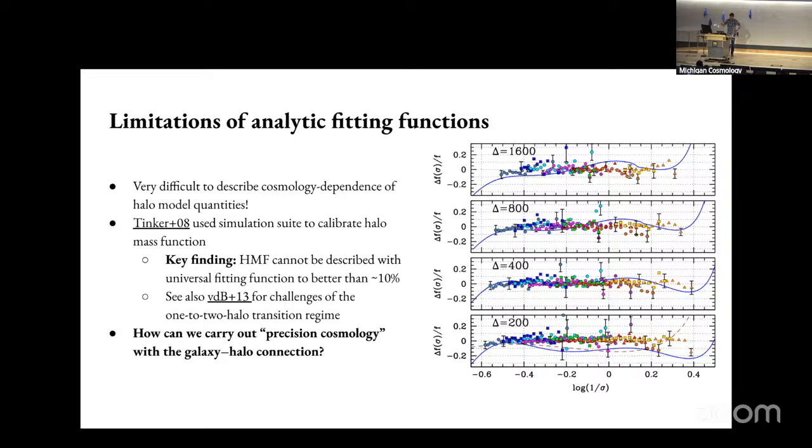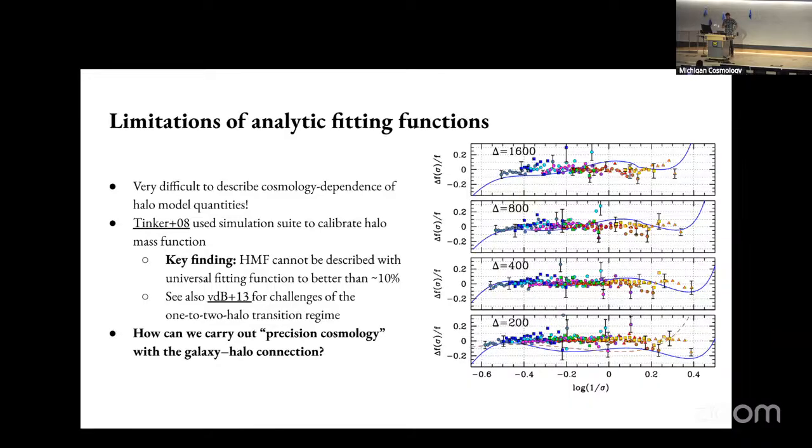This is a paper by Jeremy Tinker, developing from a suite of cosmological simulations, measuring the dark matter halo mass function over and over again in cosmological boxes of different cosmology, building a fitting function that describes the abundance of halos as a function of mass and as a function of cosmology. This is one of the most widely used fitting functions for this purpose. As far as analytic approximations are concerned, this is the case.